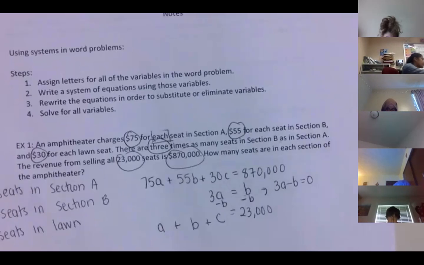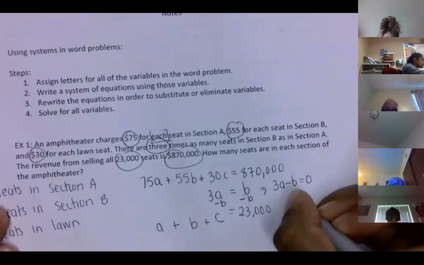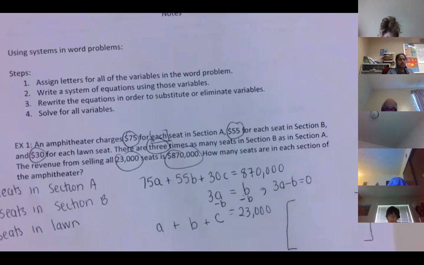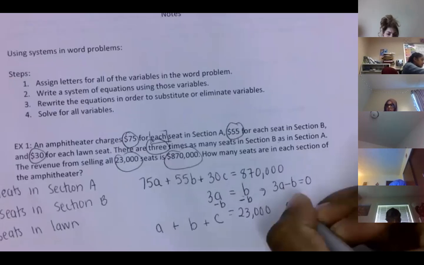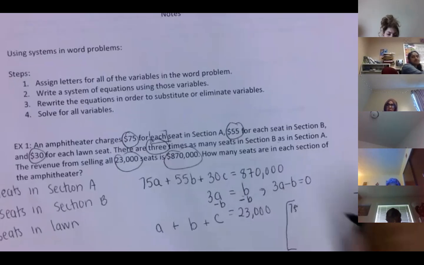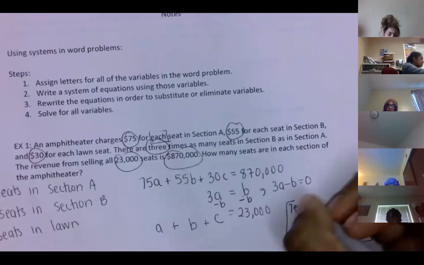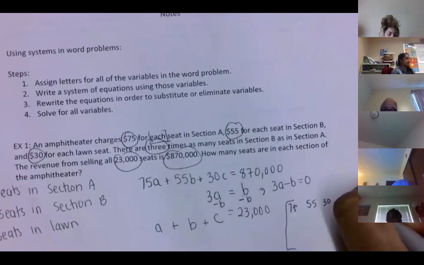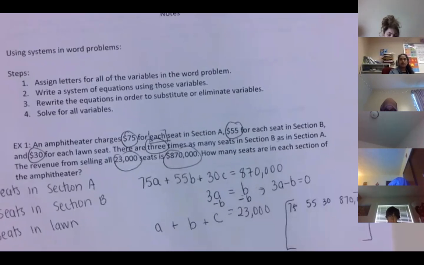All right, now we're gonna go ahead and write out our matrix. And I'm gonna call on y'all to help me out. So the first question I'm gonna ask is, what goes in the first row of my matrix? What do you think, Elise? 75. And then what else? 55 and 30. Good, and then don't forget to include that 870,000. Okay. Yep, good job.